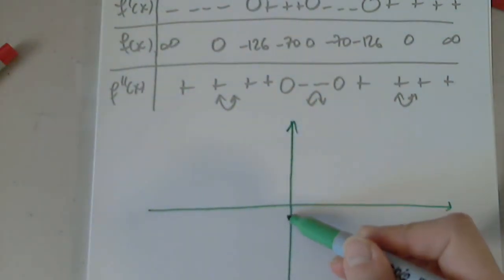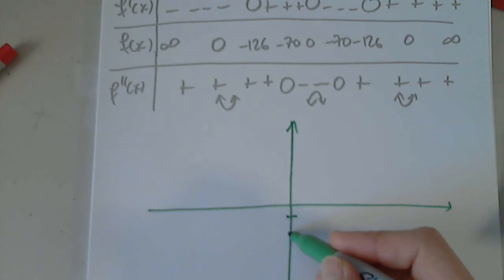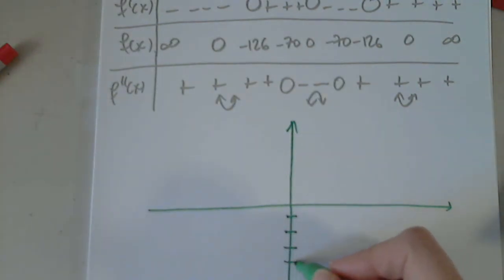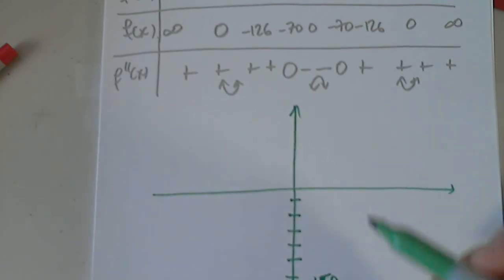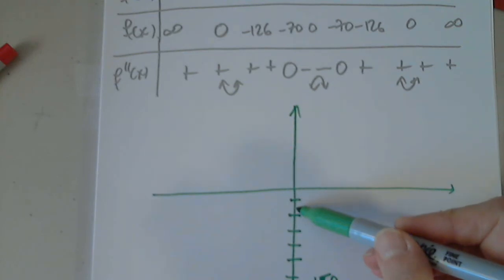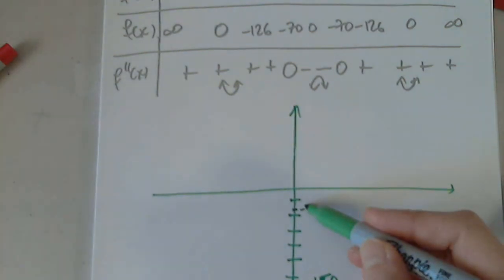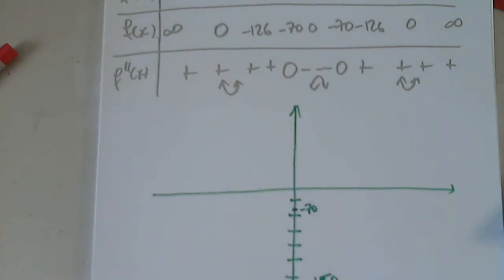So 50, maybe 25. 25, 25, that's 50, that's 100, and 25. So this is negative 150. Okay. And negative 70 will be somewhere here, and that will be negative 70. Okay. So I'm going to plot my points.